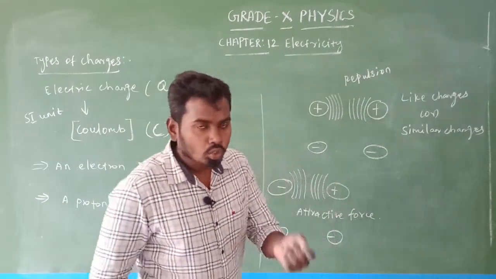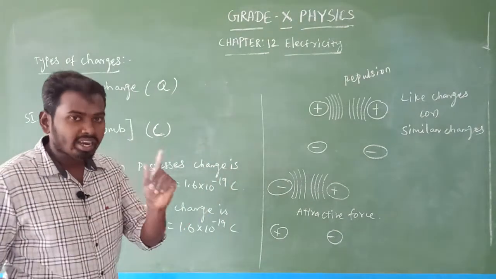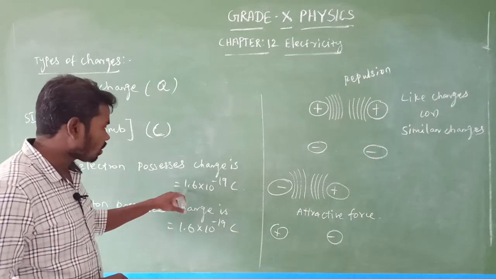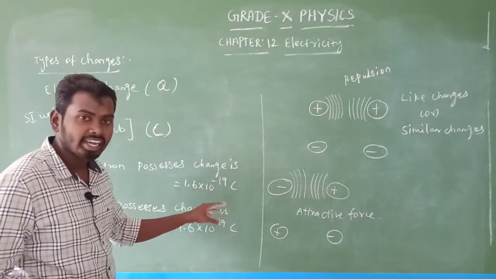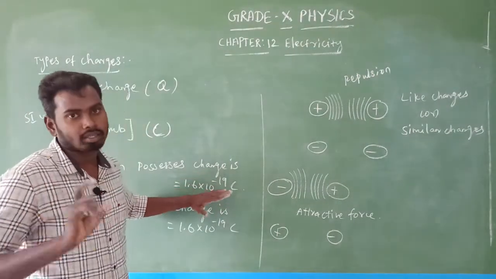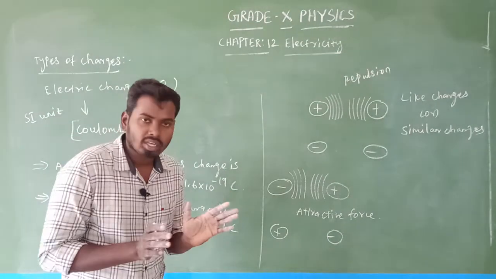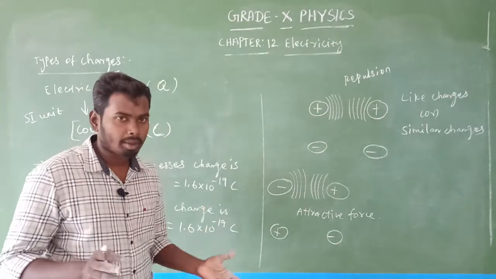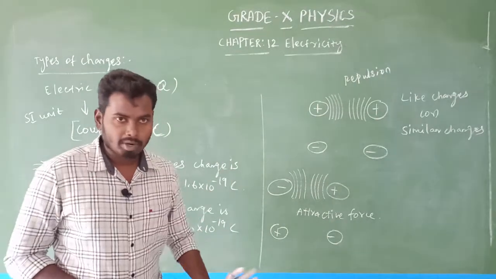ஓகேவா? எஸ். ஸோ இந்த ஆட்டமில் இருக்கக்கூடிய ஒரு எலக்ட்ரானுக்கு 1.6 into 10th power of minus 19 கூலும் அப்படிங்கிற சார்ஜ் இருக்குது. இதை ஆல்ரெடி கண்டுபிடிச்சிட்டாங்க. நம்ம இதை கண்டுபிடிக்கணும் அவசியமே கிடையாது. நம்ம ஜஸ்ட் மைண்டில் வச்சுக்கிட்டால் மட்டுமே போதும். போர்டு எக்ஸாமில் இதை கொஸ்டினா கேட்க மாட்டாங்க.